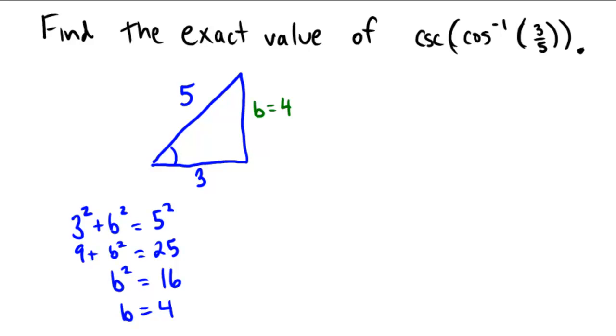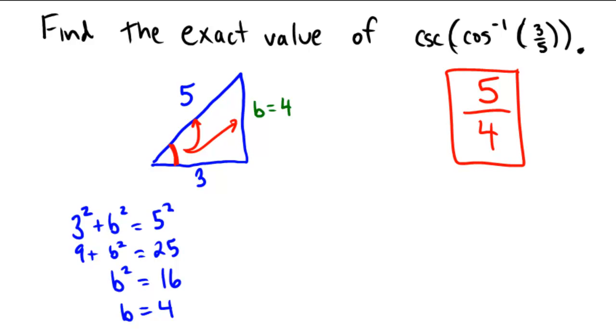Okay, at any rate, now we should be able to answer the question. So the cosine inverse of 3/5 is pictured right here. If we want the cosecant of that angle, we need the reciprocal of sine. So now instead of having an opposite over hypotenuse like a sine, we're going to use a hypotenuse over an opposite. So in this case, the hypotenuse was 5, and the opposite would be the one that's over here, and that would be 4. So the answer to this problem for cosecant of cosine inverse of 3/5 is 5/4.